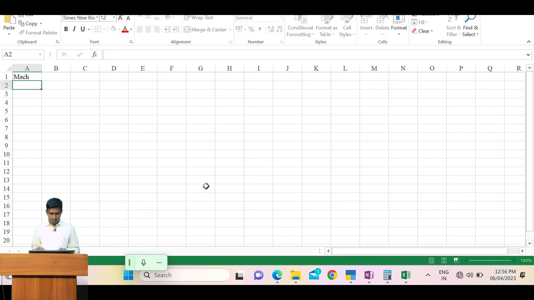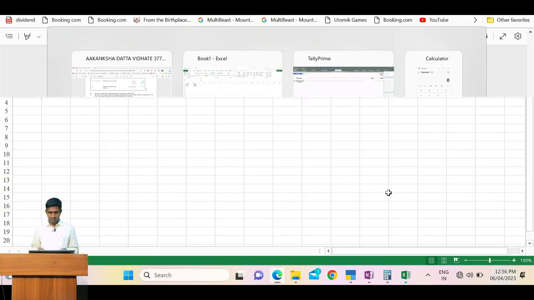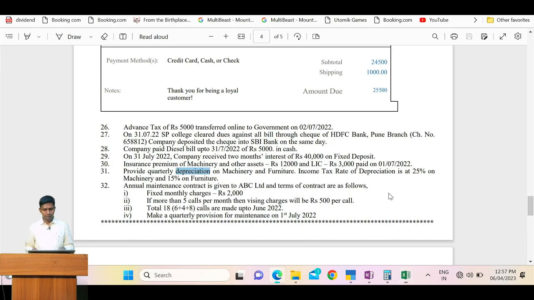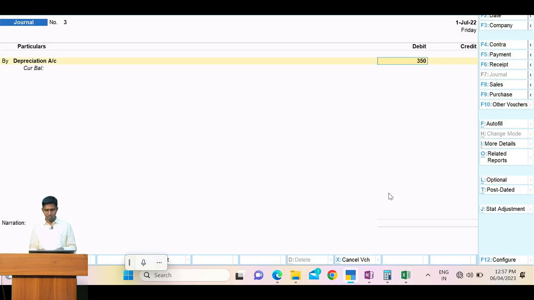Machinery and then we have furniture. Machinery of rupees 50,000, furniture of rupees 10,000. Depreciation rate 25%, 15%. Now yearly depreciation you will get 50 into 25%, and then as you copy you will get the annual depreciation. We are required to provide quarterly depreciation, that means this divided by 12 into 3, and then copy the same thing here, and then total depreciation, this plus this, 3,500. Okay, total depreciation 3,500.